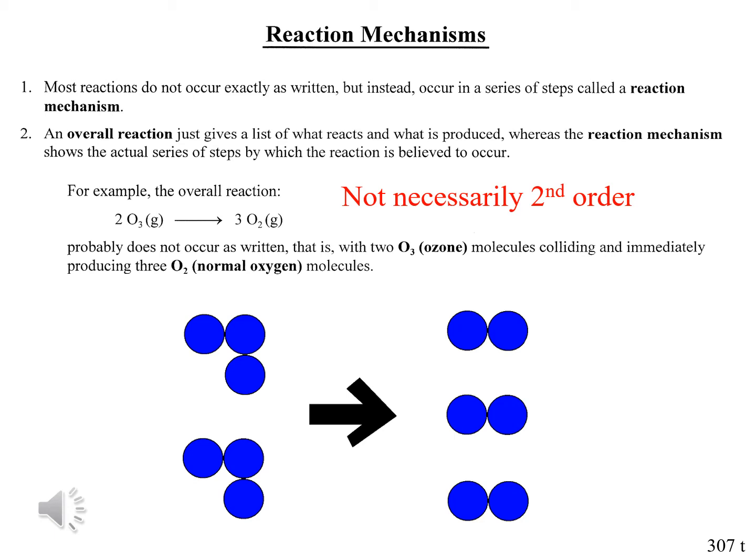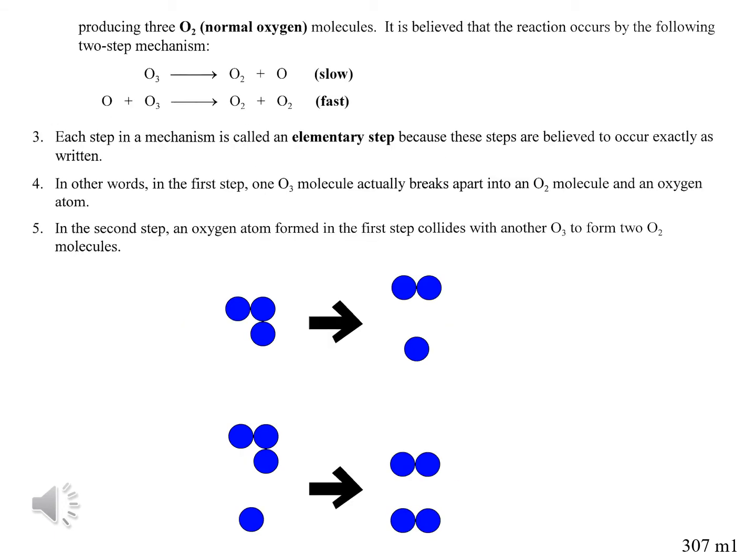Now, this reaction is balanced with a 2 in front of the O3, but that does not necessarily mean it's second order. We did that last class because we don't know the mechanism, and so it might not be second order. And because it's an overall reaction, it does not occur exactly as written. If it did, I showed the picture below on this page with the blue balls. If it occurred as written, two O3s would collide and out would pop 3 O2s in one step. But that's not the way people think the reaction actually occurs.